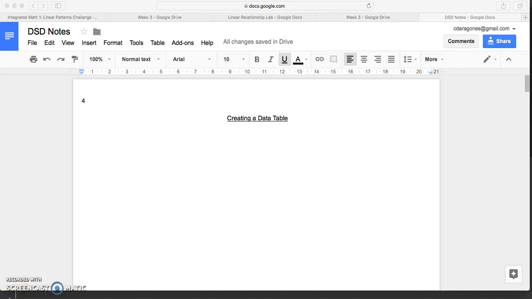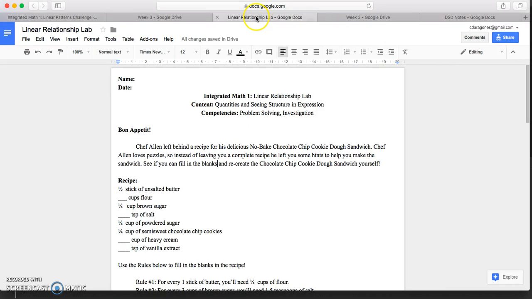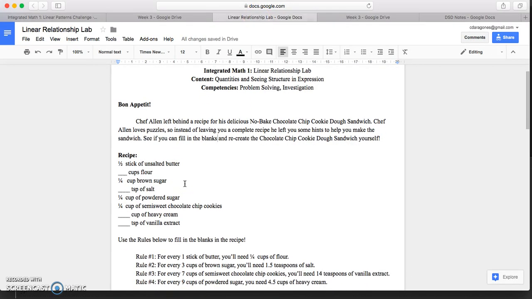Okay, so now that you have filled in the recipe blanks in Chef Alan's recipe, I would like for us to start thinking about what would happen if I wanted to make more of these cookie dough sandwiches. Let's say instead of just for our small class, I wanted to make this for a dozen people or two dozen people.